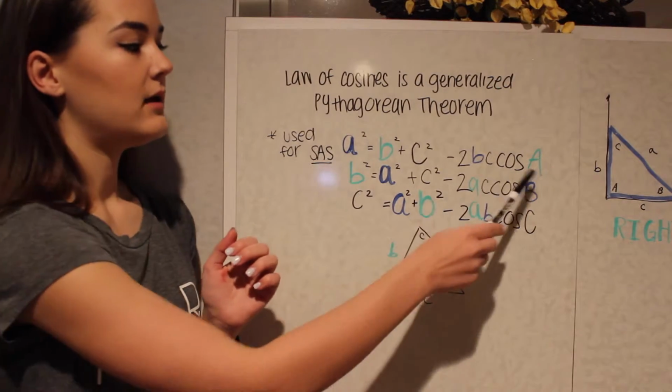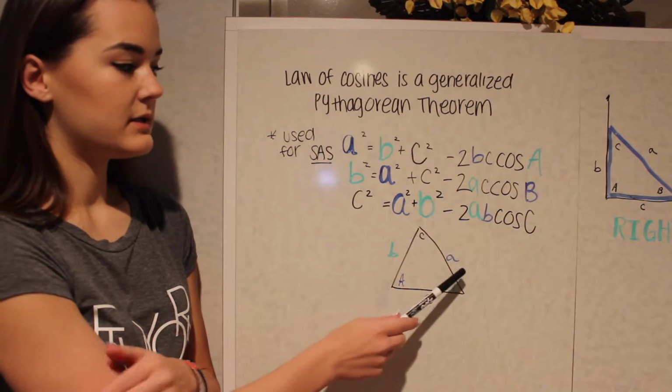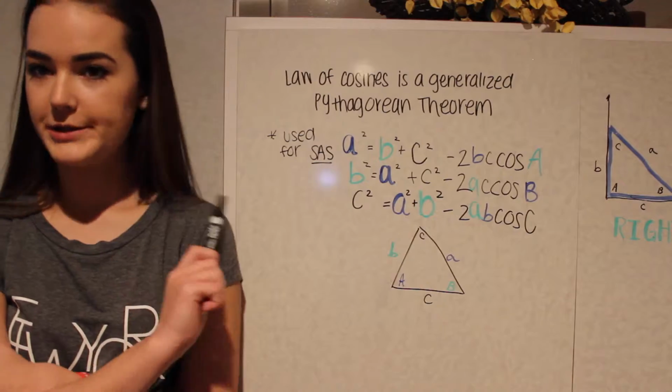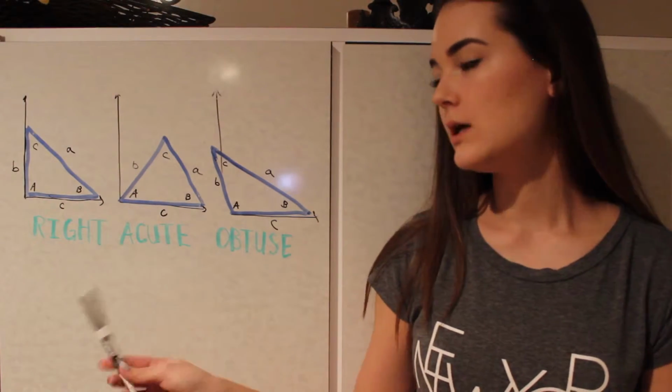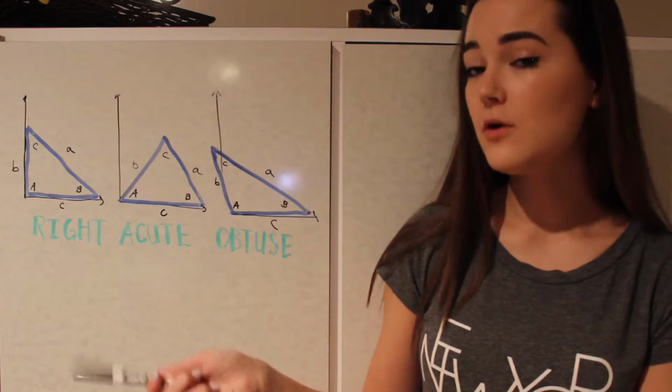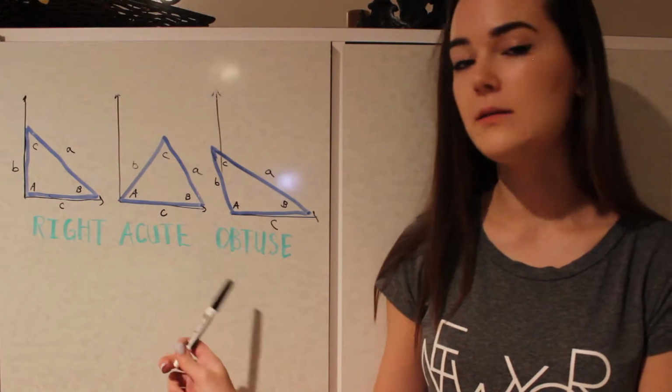So say you're given angle A, you're automatically going to be looking for side A because it corresponds with each other. So the law of cosines will work for all different triangles. Obviously it's going to work for a right triangle, but if you don't have a right triangle, it's also going to work for an acute and obtuse.